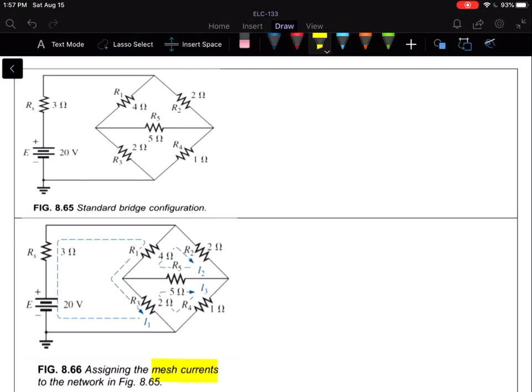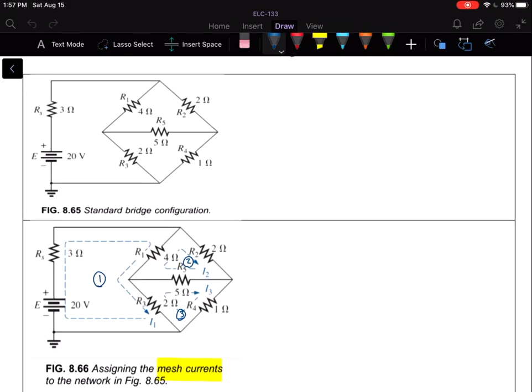So we're looking at three different mesh currents here. We've got I1 right here, I2 right here, and I3 right here. So let's write our equations, and we're going to use the format approach to mesh analysis for these. So since we have three meshes, we're going to have an I1 column, an I2 column, an I3 column, and then our constant on the right hand side.